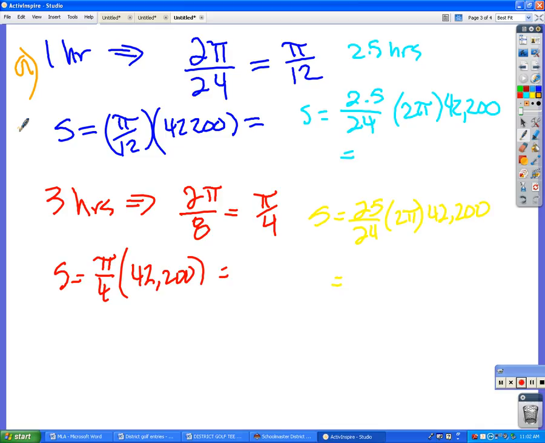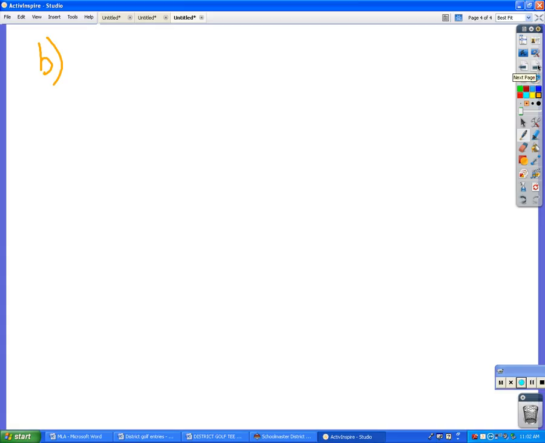Okay, B. After how many hours has the satellite traveled 200,000 kilometers? Okay, so now this is the S, this is the answer. So I have to take 200,000 equal to R times theta. Okay?